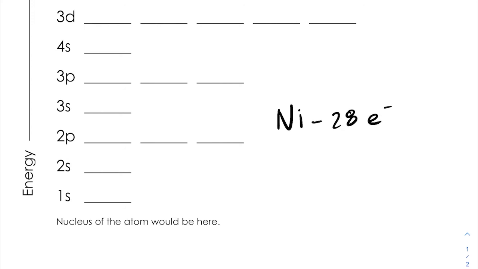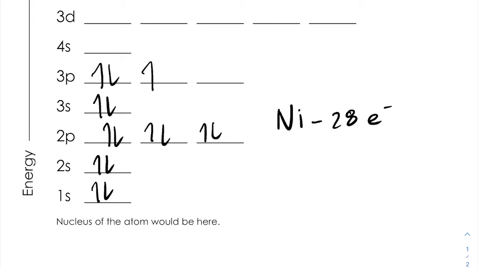So I'm going to fill it up with 28, 3p, 4s, and 1, 2, 3, 4, that's the worst one ever, 5. I need 28. And I need 3 more. So there's my configuration for nickel.